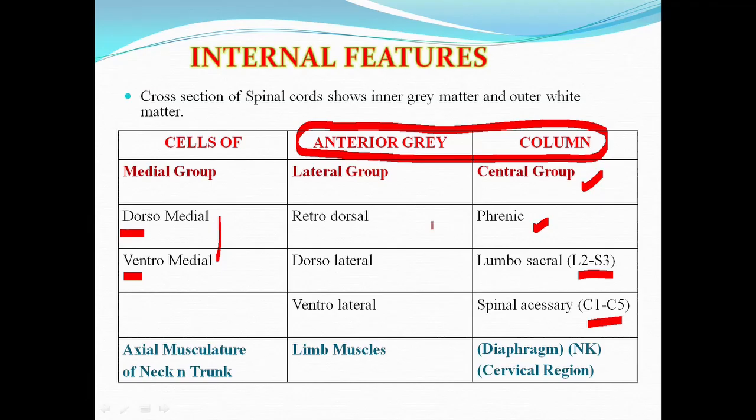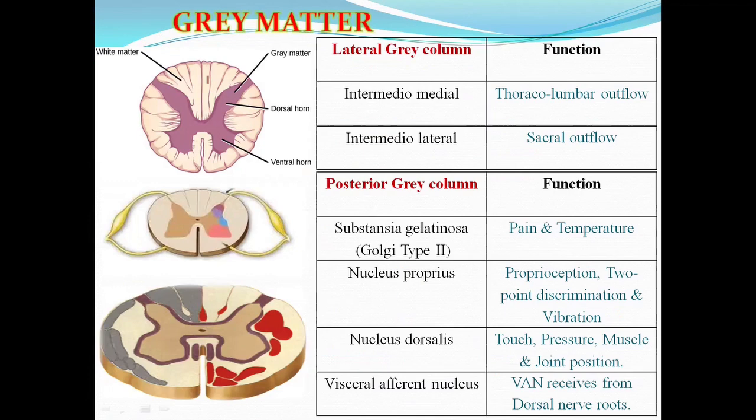And coming to the lateral group, same like dorsomedial, here also I have dorsolateral. Same like ventromedial, I also have ventrolateral, added by the retrodorsal nucleus, and their main function is to supply the limb muscles. At all these areas, we have medial, central, and lateral groups of nuclei.